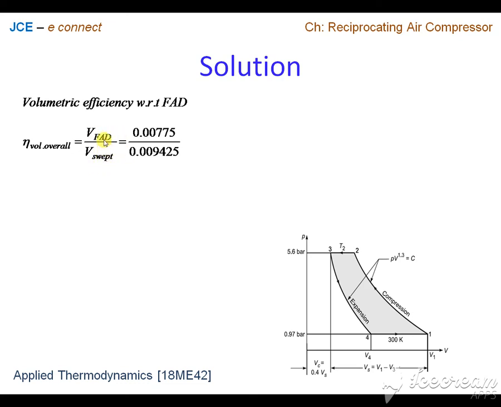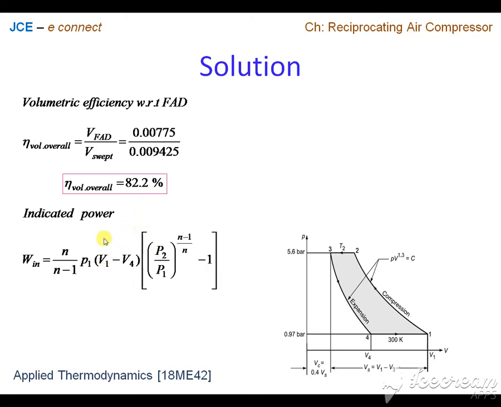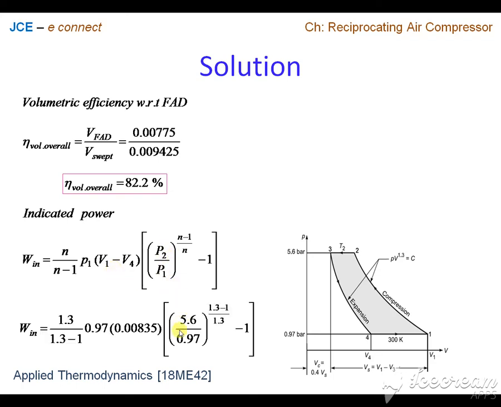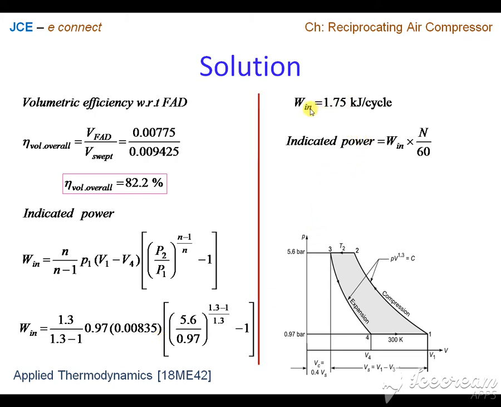Now calculating the overall volumetric efficiency, we have the equation in place. We take the free air delivery from the previous step, and we have the swept volume, and the overall volumetric efficiency comes to be 82.2%. Further, for indicated power, we have the equation in place, and the effective swept volume and pressure ratio are known to us. We plug these values into the equation, and to express the work done in terms of time, we have to invoke the time factor in terms of RPM, and we get the indicated power as 17.5 kilowatts.